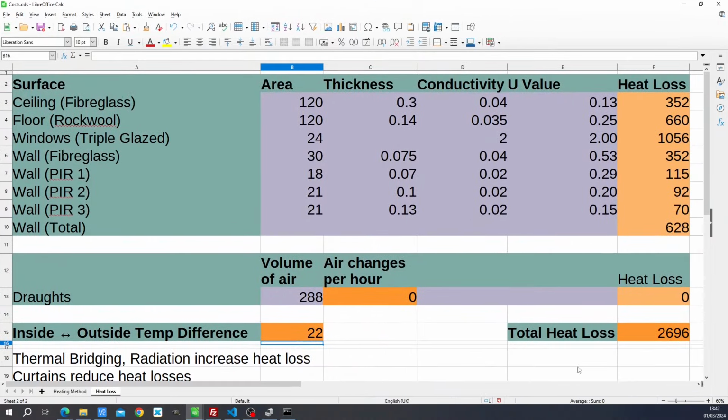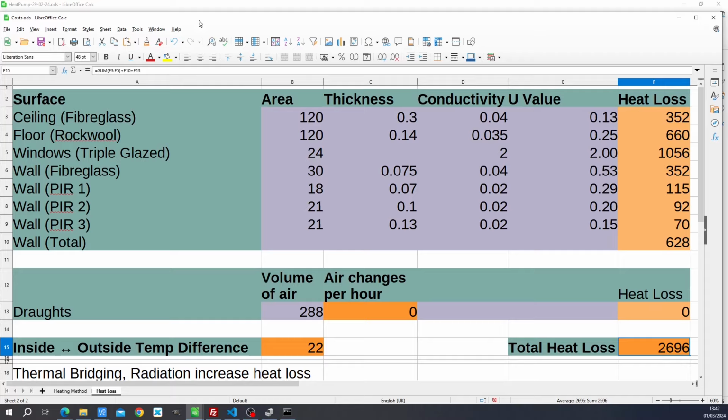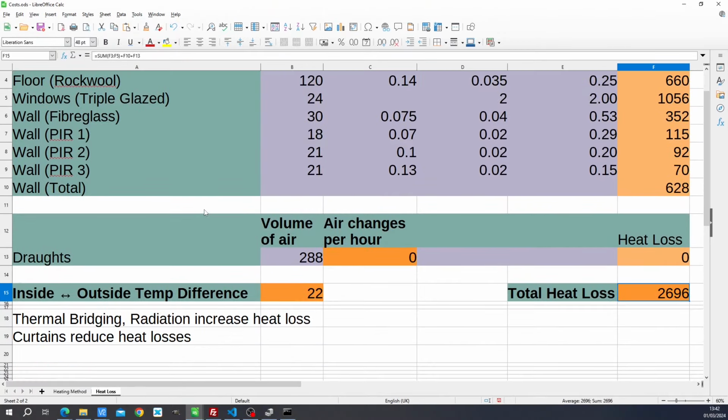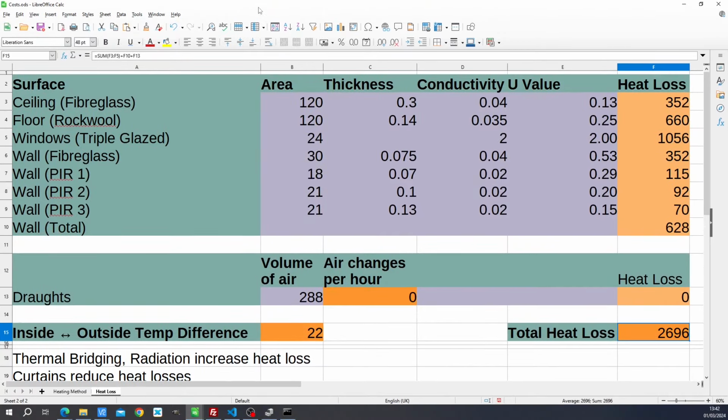You know, I'm really pleased with this number. I'm really pleased with this spreadsheet. I think I'll probably upload this onto my Google Drive and make it available to all you lot, and then you can play around to your heart's content and see what you make of it.